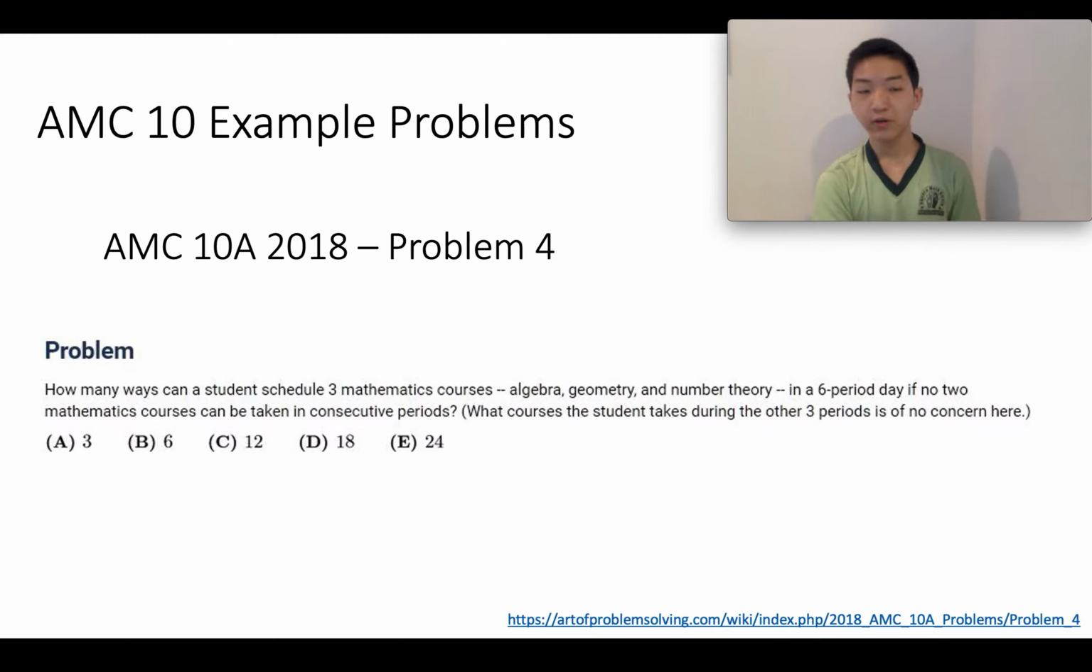So now we'll be going over a few AMC 10 example problems. The first one we'll be going over is the AMC 10A 2018, problem 4. This problem reads, how many ways can a student schedule 3 mathematics courses, algebra, geometry, and number theory, in a 6-period day if no 2 mathematics courses can be taken in consecutive periods? What courses the student takes during the other 3 periods is of no concern here.